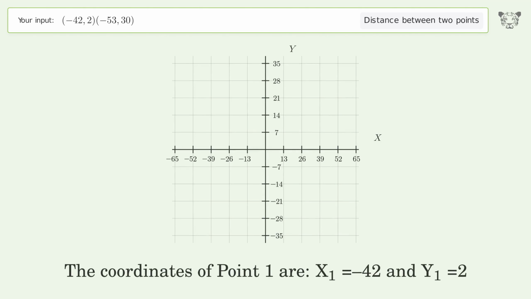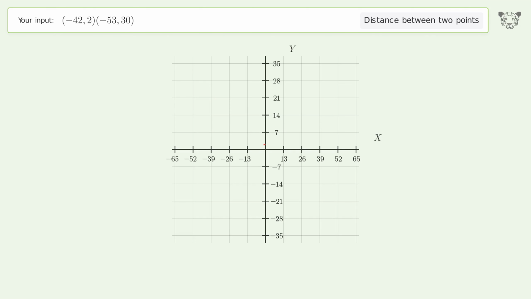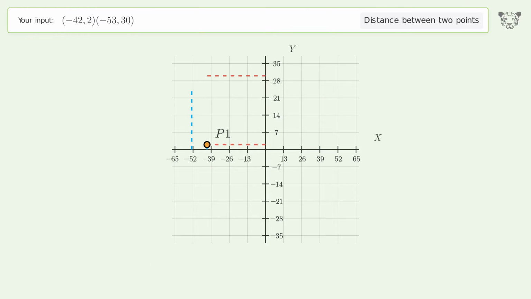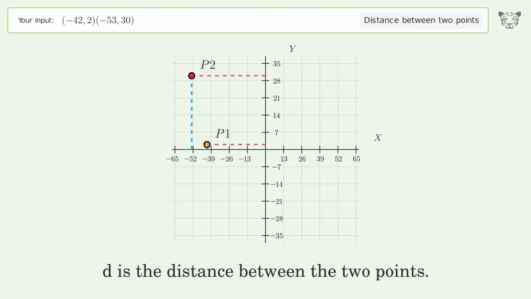The coordinates of point 1 are x1 equals -42 and y1 equals 2. The coordinates of point 2 are x2 equals -53 and y2 equals 30. D is the distance between the 2 points.